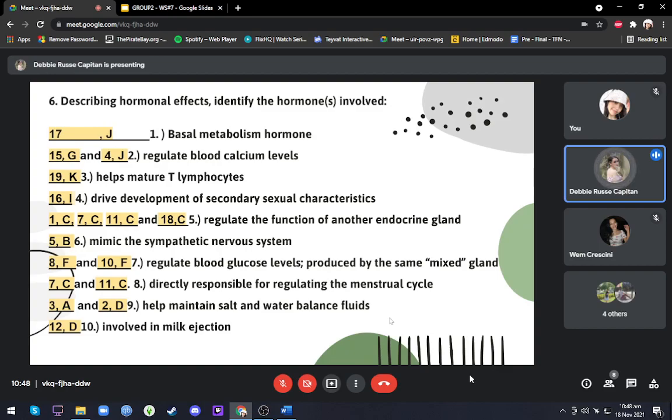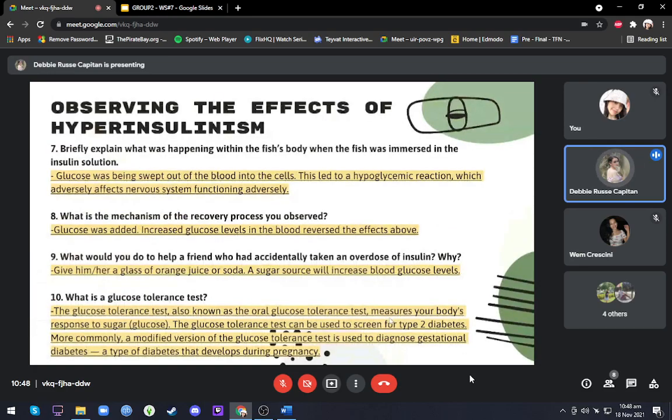Lastly, the one involved in milk ejection. So the hormone responsible or involved in this is the oxytocin, and its site of production is also in the hypothalamus.